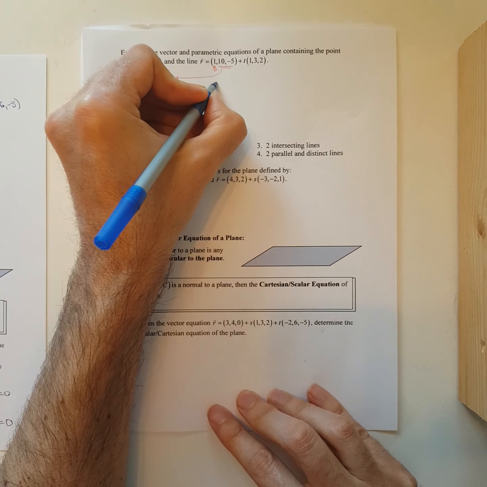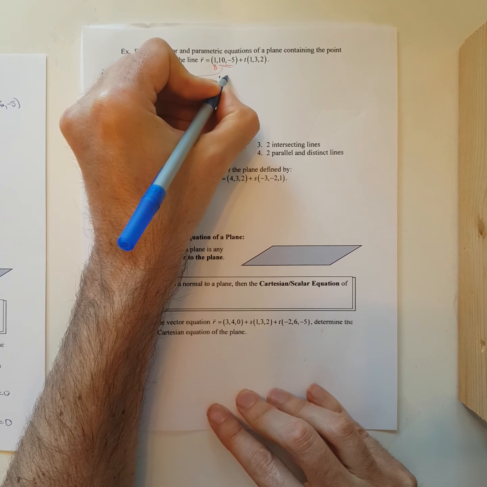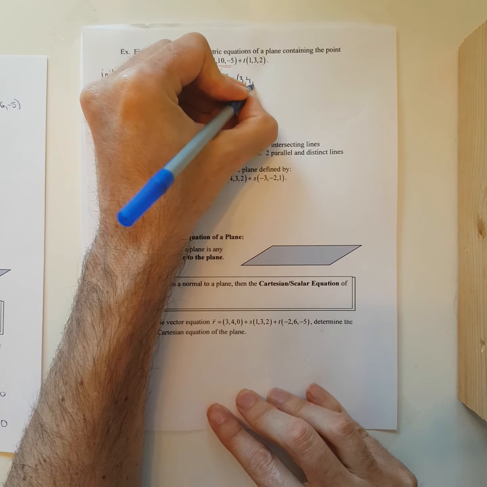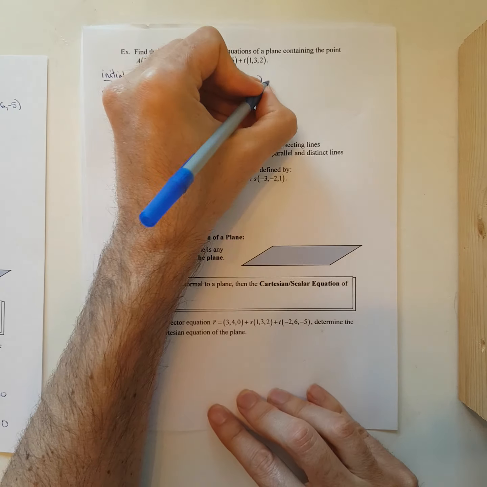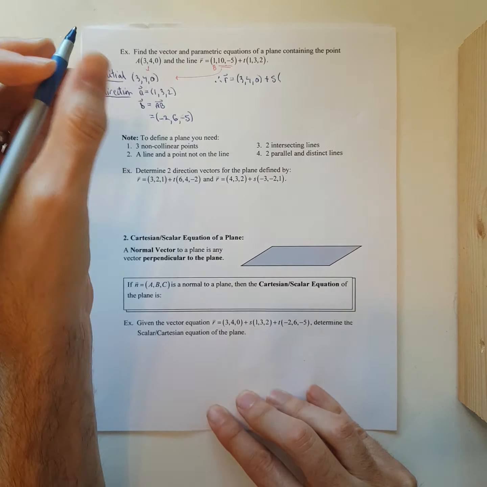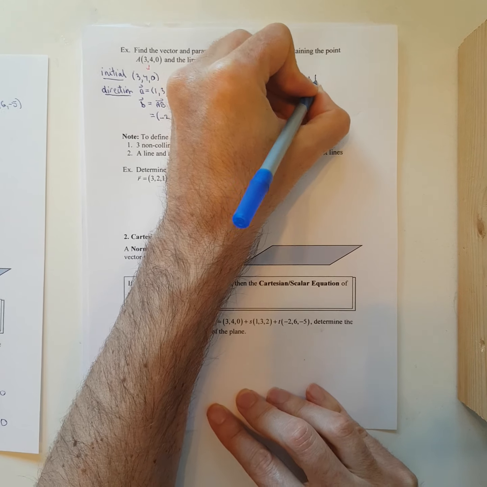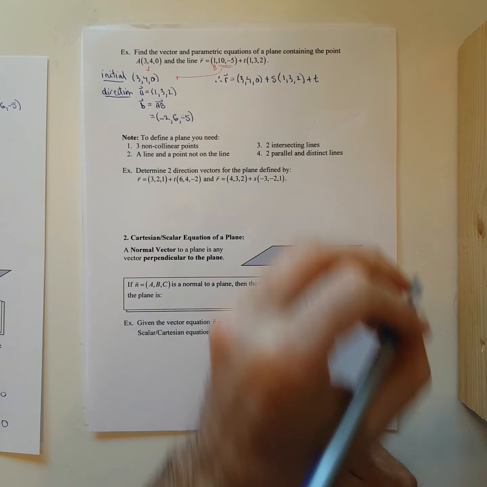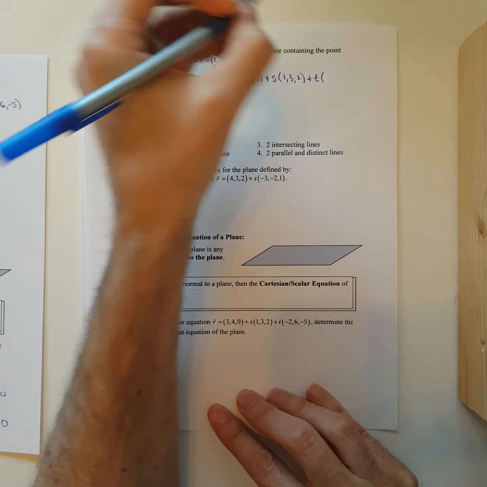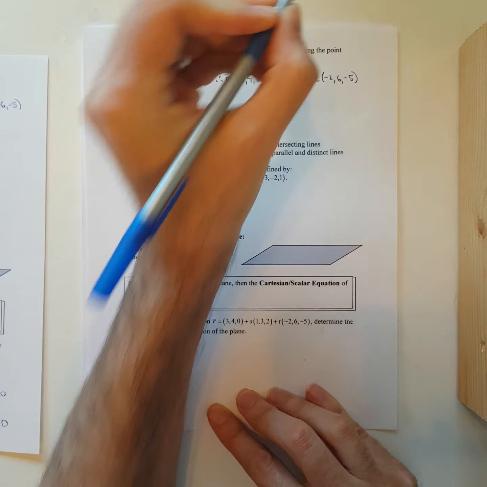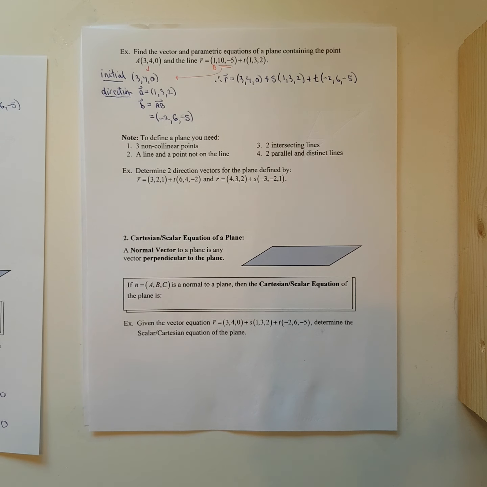So I can then say, well, if I want my vector equation, okay, it's our initial point, 3, 4, 0, plus some multiple of our first direction, 1, 3, 2, plus some multiple of our second direction vector, -2, 6, -5. And there's our vector equation.